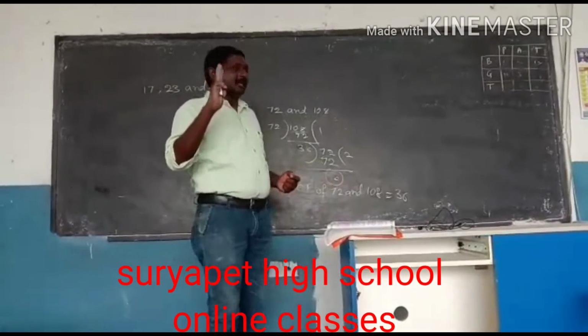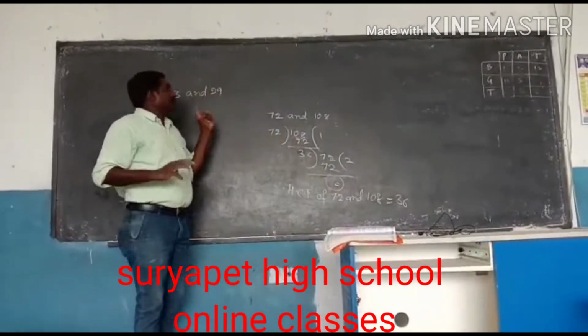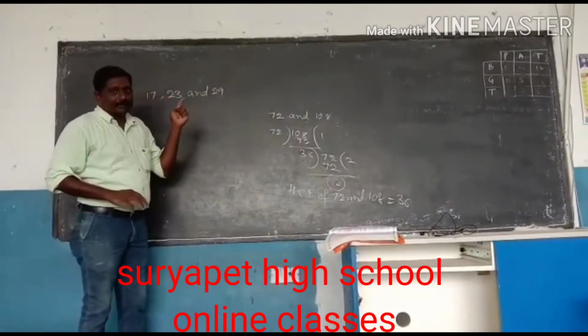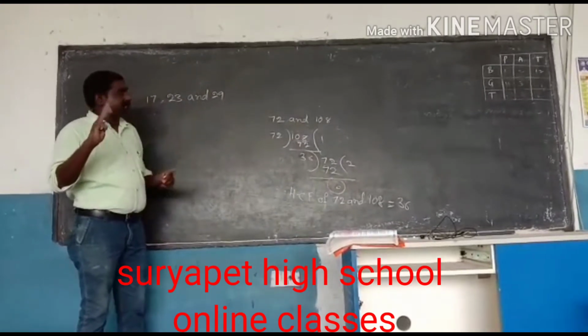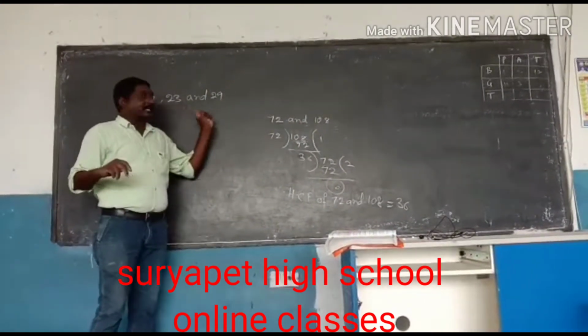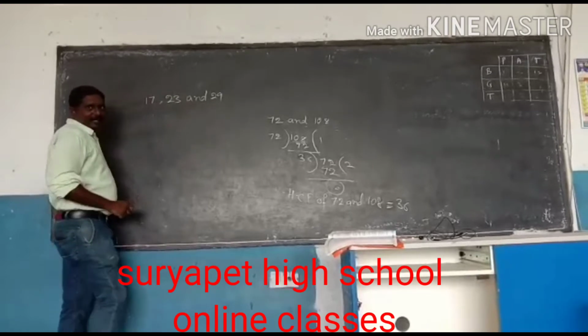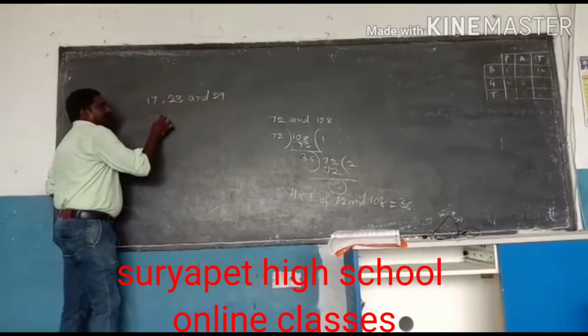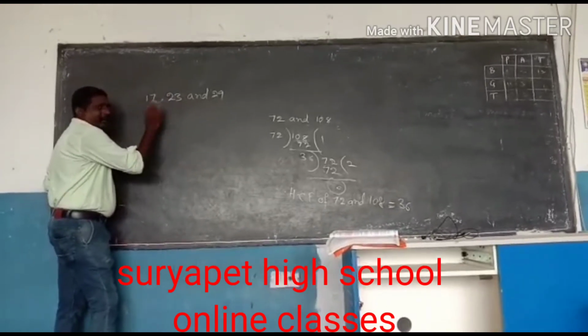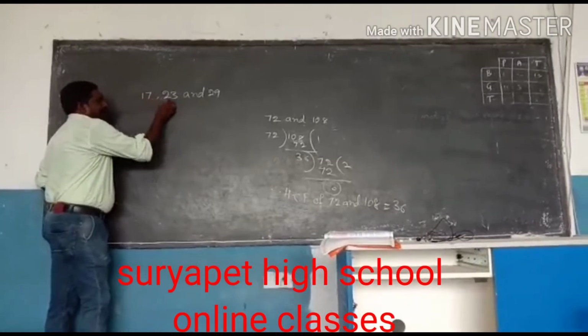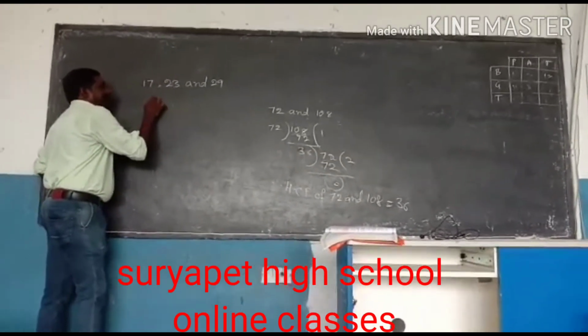HCF of 3 numbers, not the 2 numbers. So why I am saying one more example. HCF of 3 numbers, that is 17, 23 and 29. Okay. First of all, take any 2 numbers you wish. Now I am taking, for example, 17 and 23.